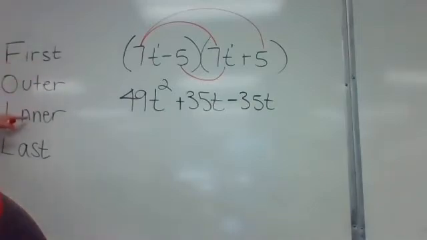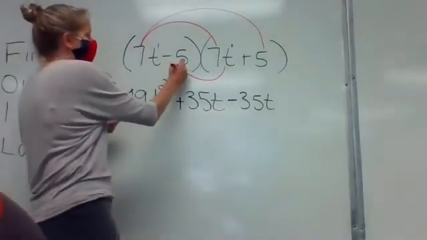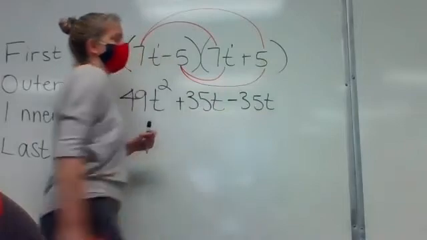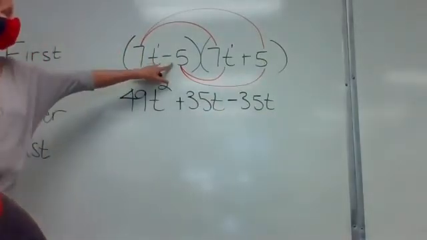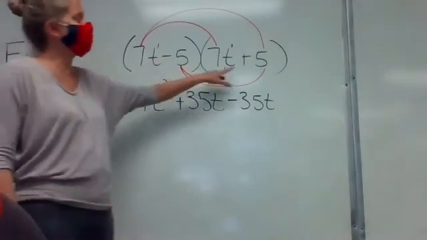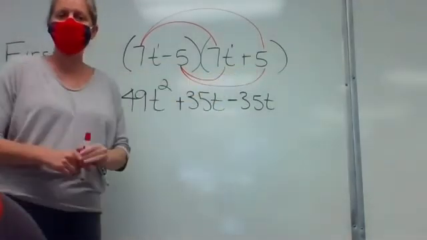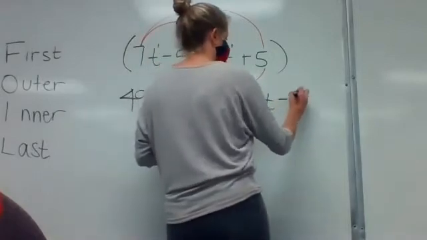So I've done first, outer, inner, and what's next? Last, which means the last term in the first parenthesis times the last term in the last parenthesis. So what's that going to give you? Negative 5 times positive 5, negative 25.